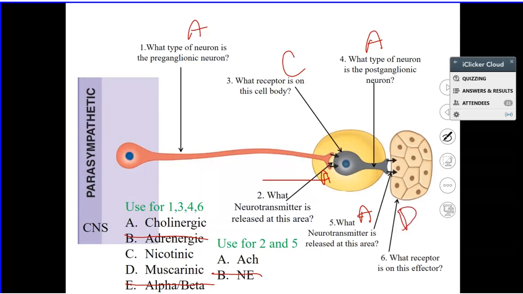Now, what do we call that ganglion, that big yellow blob? What's the specific name for that ganglion? That's your terminal, and it gets its name because it's found in the beginning or the end of the motor pathway. The end, you got it.